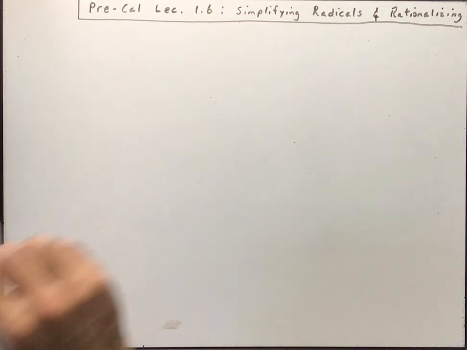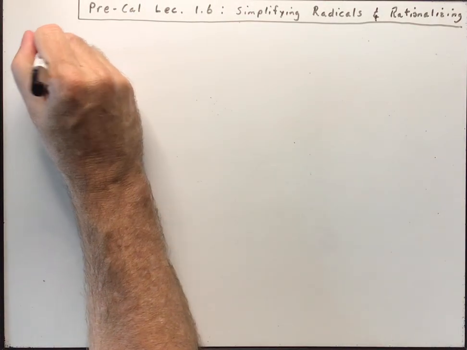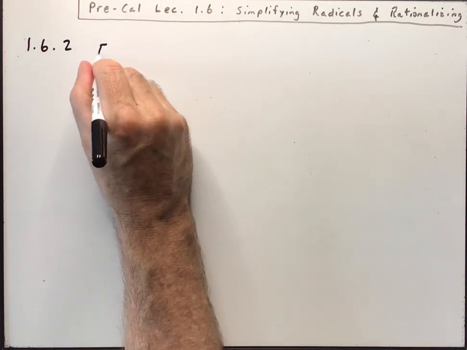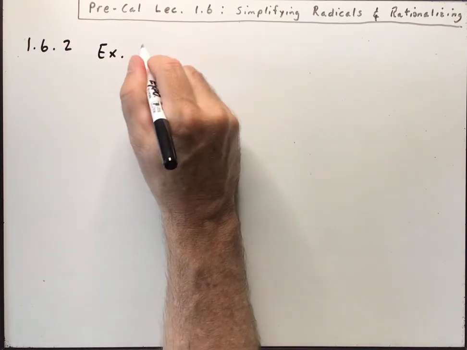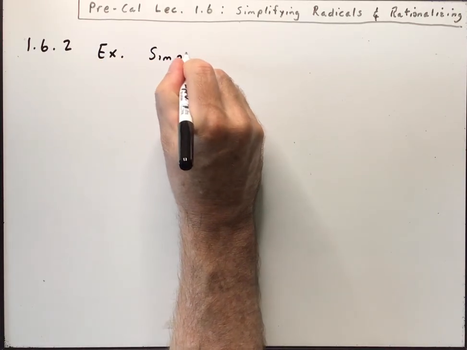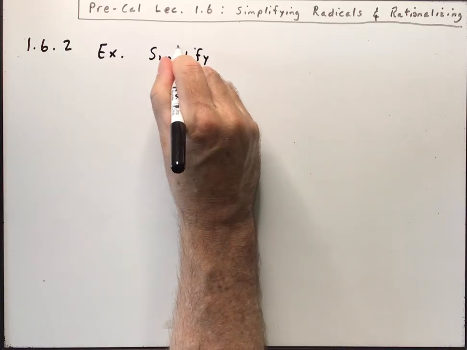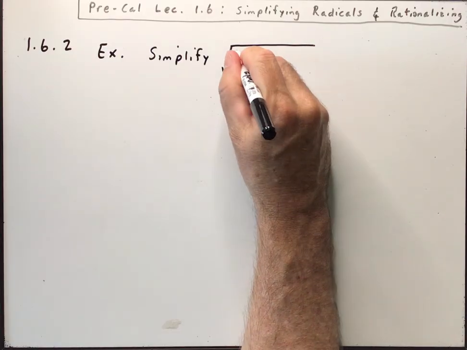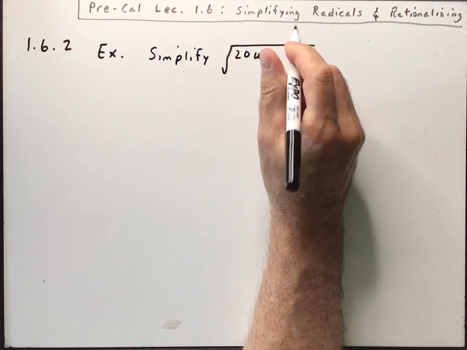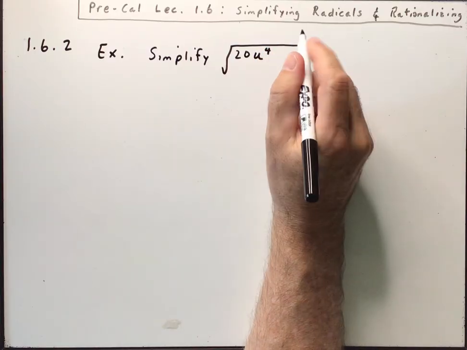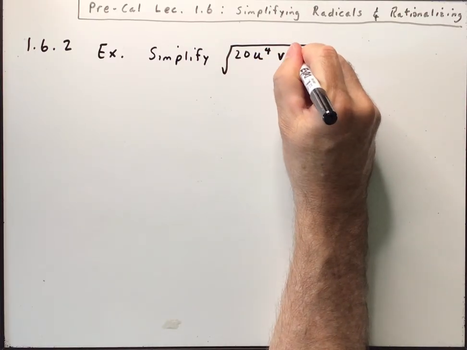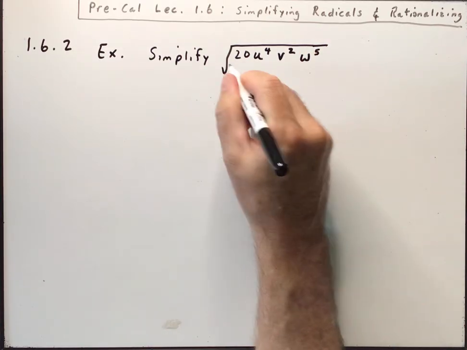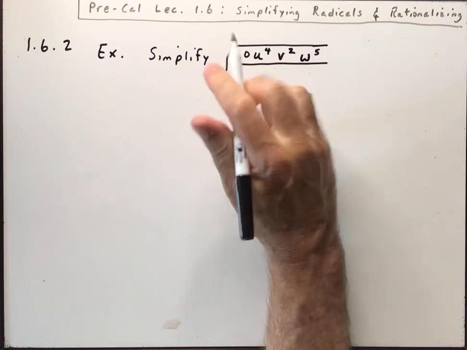All right, we're still on 1.6.2, which was simplifying radicals with variables. So let's do another example. Let's simplify the square root of 20 u to the 4th v squared w to the 5th, all over, so all of this is under the same radical.